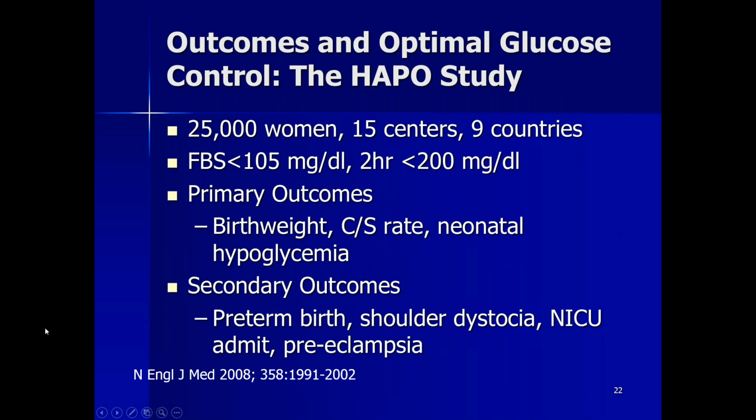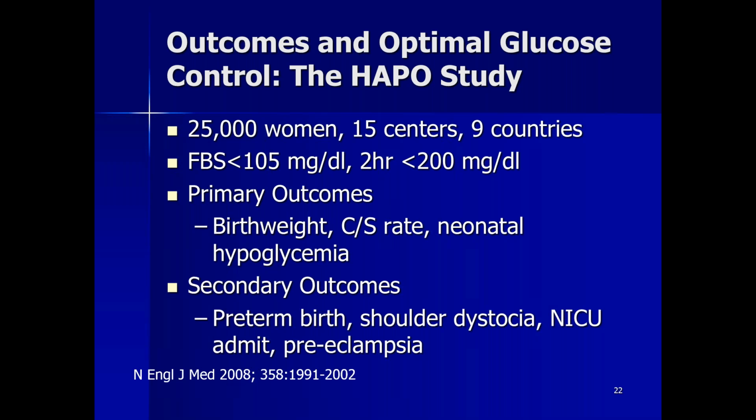Going back to the other outcomes that can separate mom and baby, all of those: birth weight, cesarean section rate, neonatal hypoglycemia rates. And this is where we're going to start talking about the Hyperglycemia and Pregnancy Outcome study. This was 25,000 women, 15 centers, 9 countries, and the group was women whose fastings were less than 105 milligrams per deciliter and whose 2 hours were under 200. So these are patients who have what we would consider to be mild gestational diabetes. Some of these will respond well to diet. Some of these will need medication.